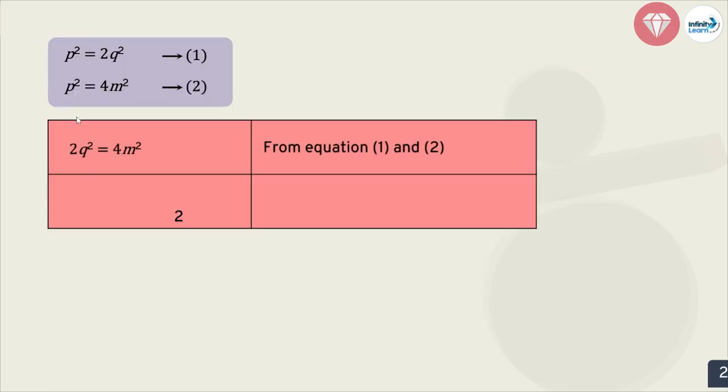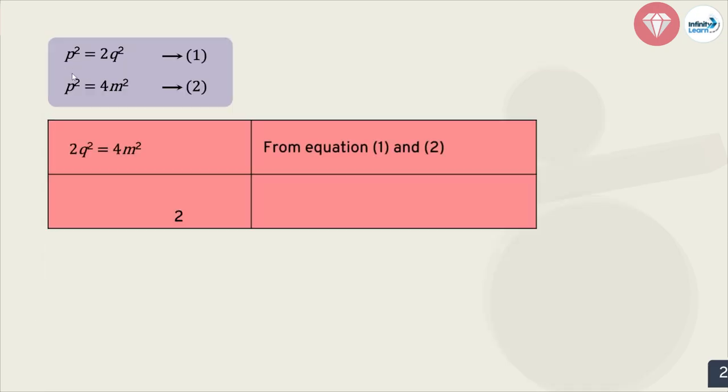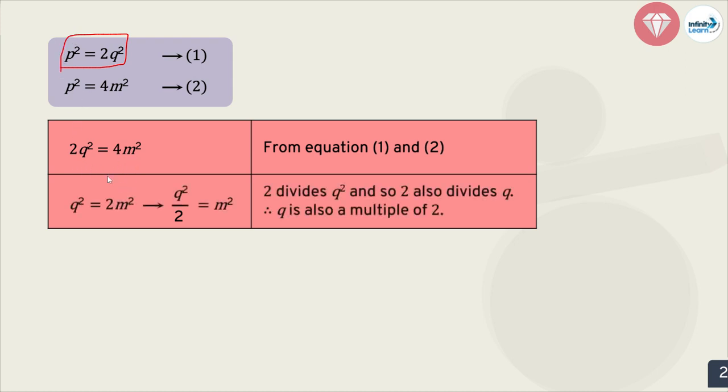Put the value of p, कहाँ पे रखेंगे? p की वैल्यू उठा के यहाँ पे रखेंगे. ठीक है? p की वैल्यू यहाँ पे रखेंगे. Clear? p square is equal to 2q square. Therefore 2q square is equal to 4m square. q square is equal to 2m square.